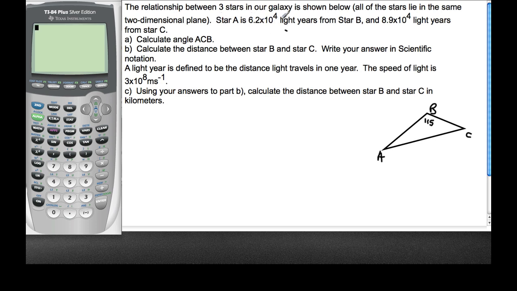Star A is 6.2 times 10 to the 4 light years from star B. Okay, let's start with that. Star A to star B is 6.2 times 10 to the 4 light years. Okay, and 8.9 times 10 to the 4 light years from C. We want to calculate angle ACB. That's this one here.